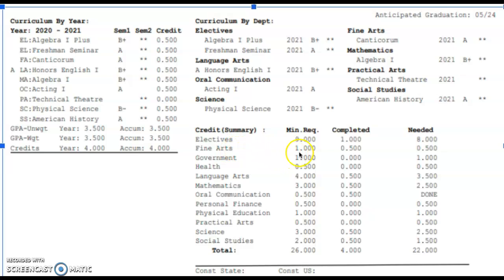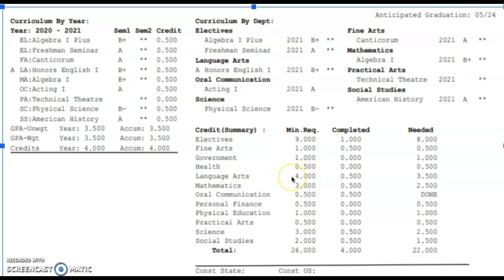Fine arts, you need a full credit of that, and that can be 2 semesters or a full year. Those are classes like drama or music or art classes. Government, you need to pass that. It's a full year class. Health is a class you take, and that's a semester.